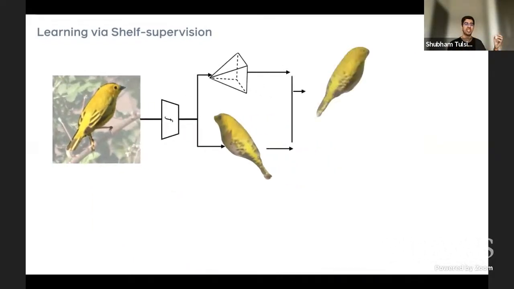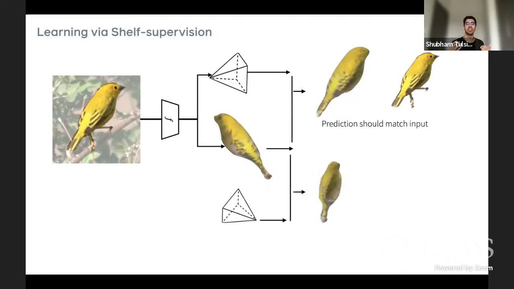First, we just say that this prediction system that we are learning, which predicts the shape and pose, should be consistent with the original input image. So we have this predicted shape and a predicted camera, and we say that this shape, when rendered from the predicted camera, should match the input image as best as possible.